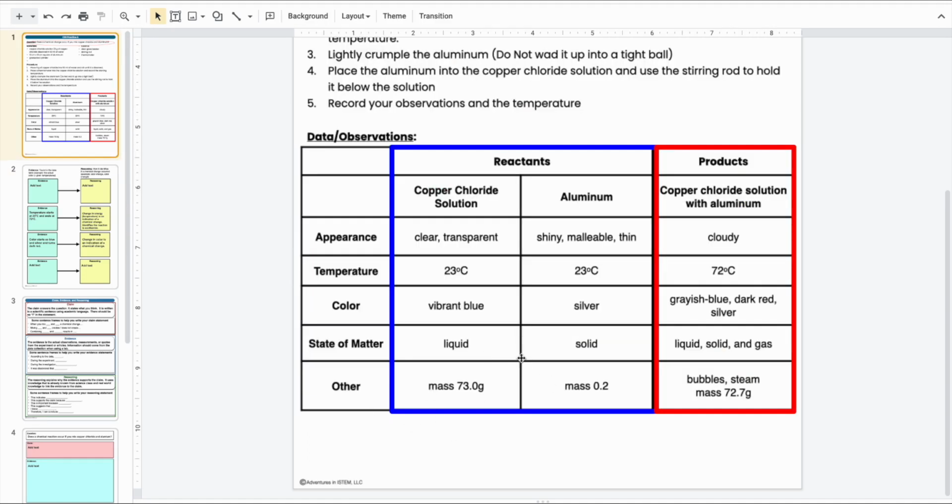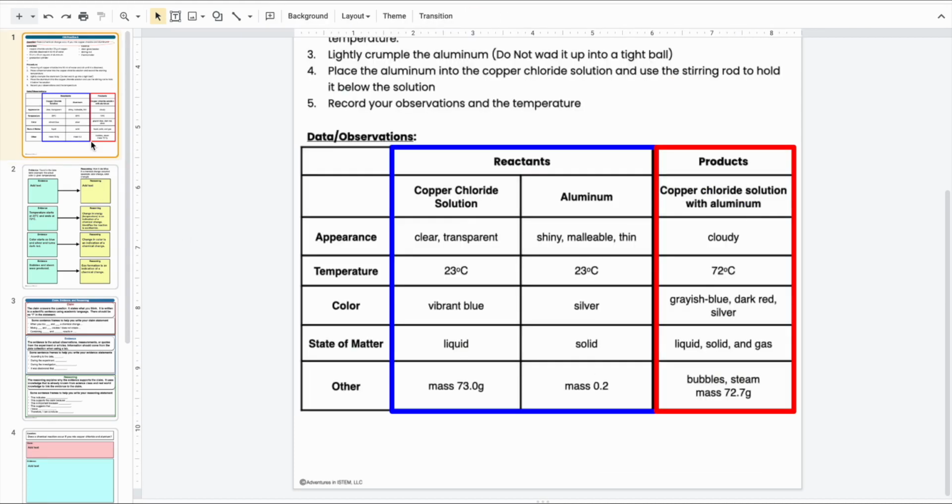And we're looking at the state of matter here: liquid, solid, and gas. Now, when it comes to state of matter, what you're looking for is, do you have two liquids and are you making a solid? Because if you start off with two liquids and you create a solid, well, that could be an indication of precipitate. In this case, one of my reactants is a solid, so I'm not going to see evidence of a chemical change with that one. Mass, I have a mass of 73, mass of 0.2, and overall the mass is 72.7. But notice I also have an other that there's bubbles and steam. Now, bubbles and steam are an indication of gas formation, which is evidence of a chemical change. So I am going to write down that bubbles and steam were produced.